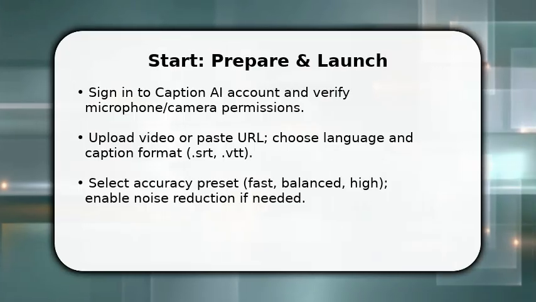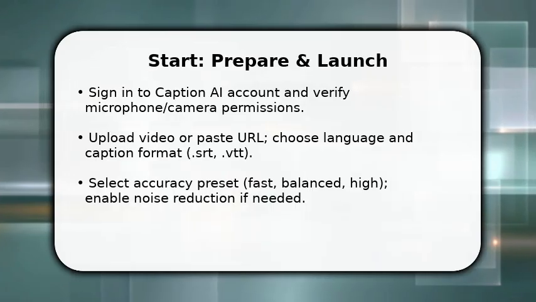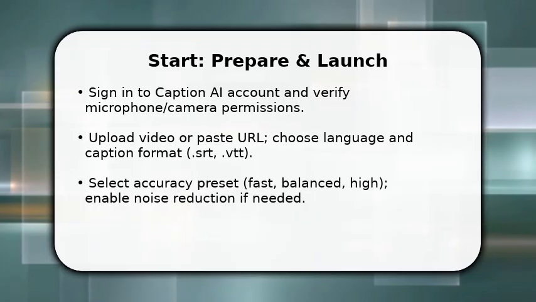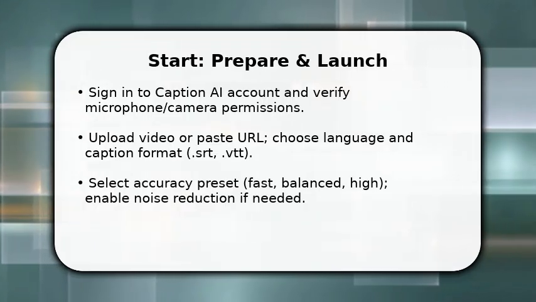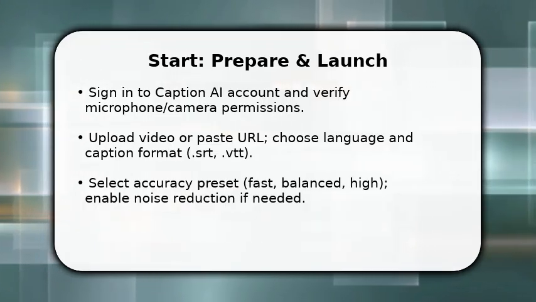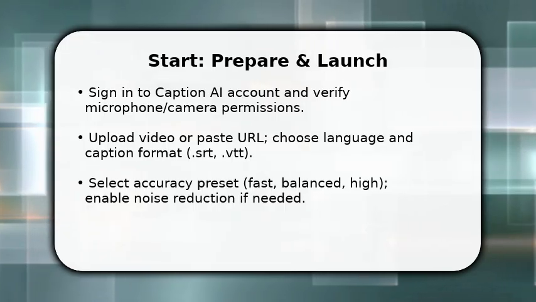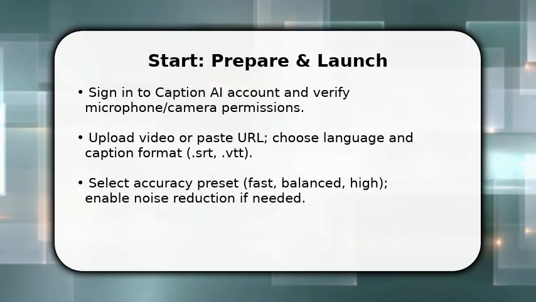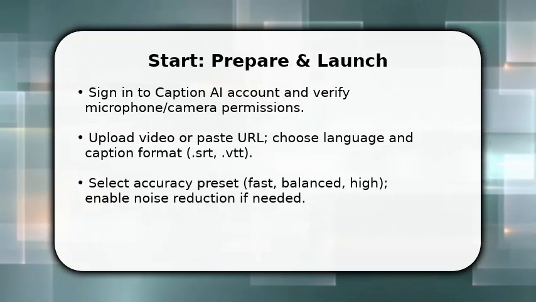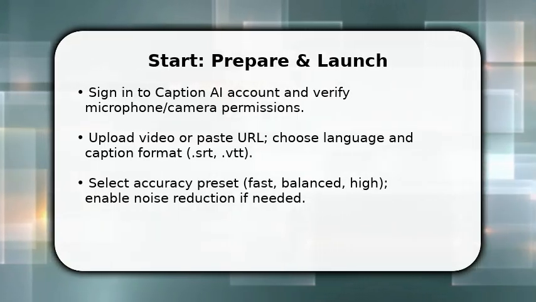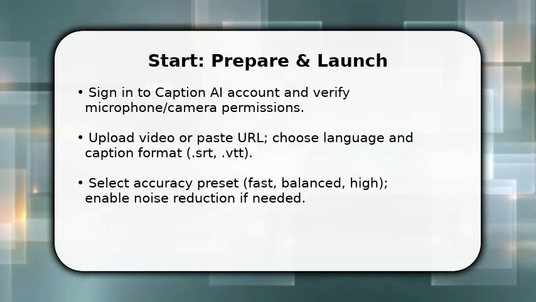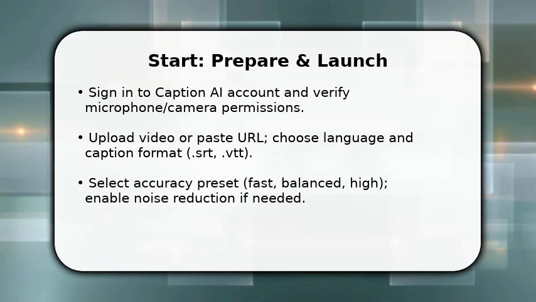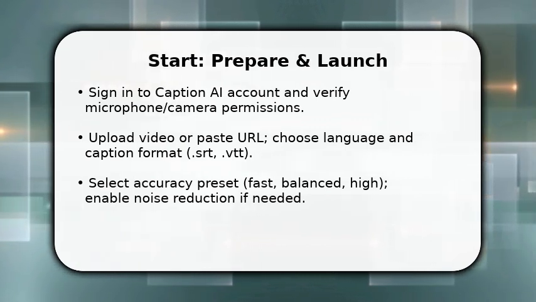You begin by getting the essential pieces ready and launching Caption AI so you can produce usable captions immediately. Sign in, then upload your file or paste the video URL. Choose the language and desired export format like SRT or VTT so outputs match your workflow. Next, pick an accuracy preset, fast for quick drafts, high for polished captions, and enable noise reduction if your audio has background hiss. Once done, start the transcription job and watch the progress indicator so you know when to proceed.